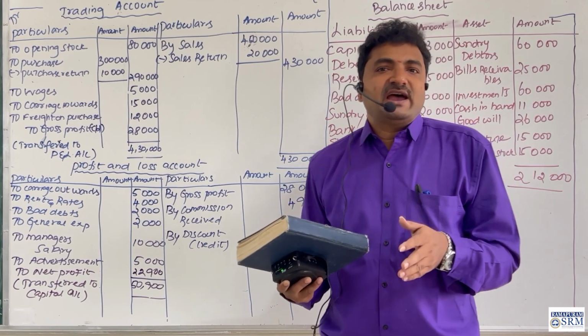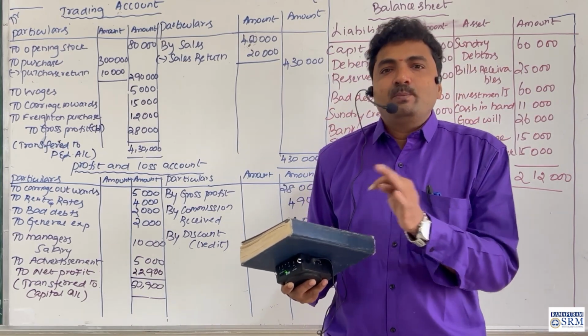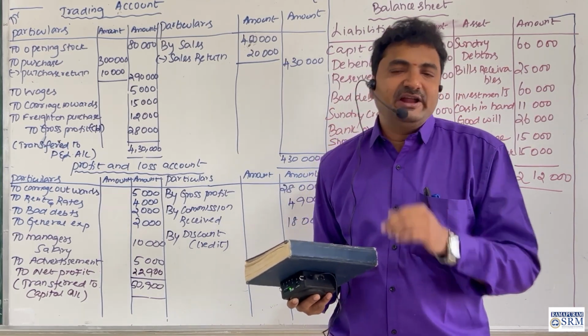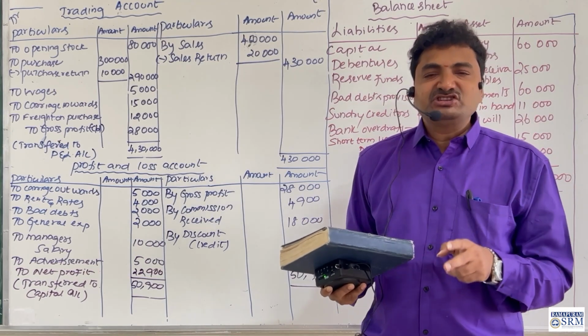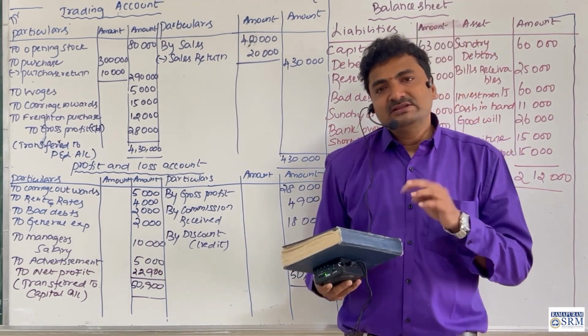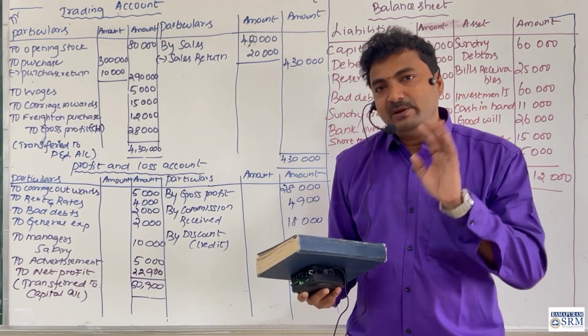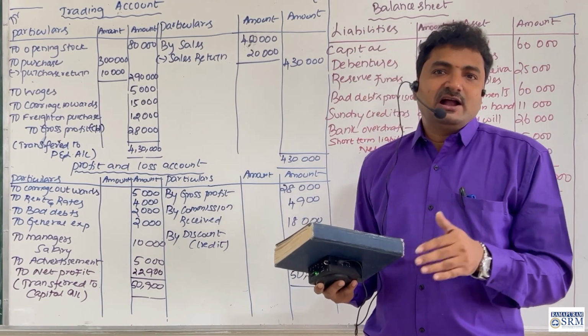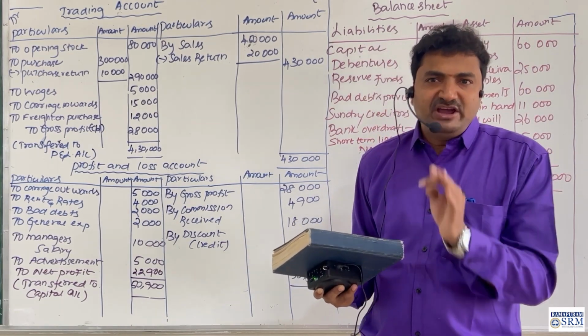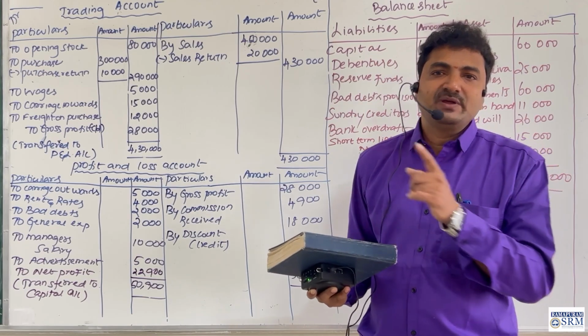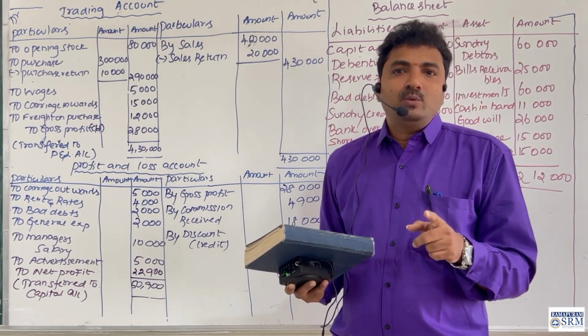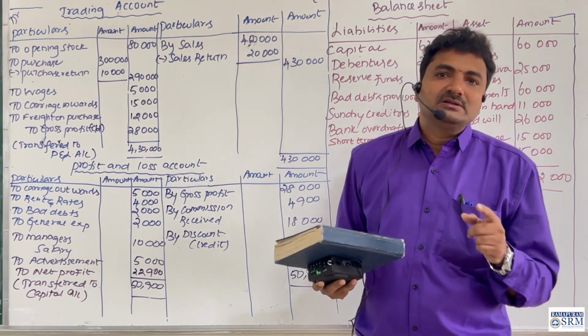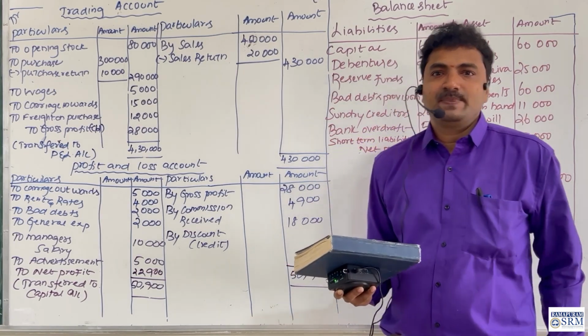Basically, final accounts have 3 major parts. One is trading account, second one is profit and loss account, third one is balance sheet. I repeat once again: final accounts have 3 major parts. One is trading account, second is profit and loss account, third is balance sheet.